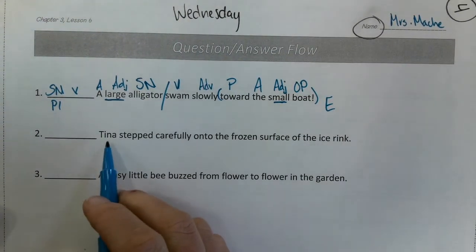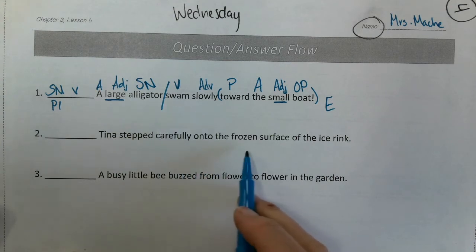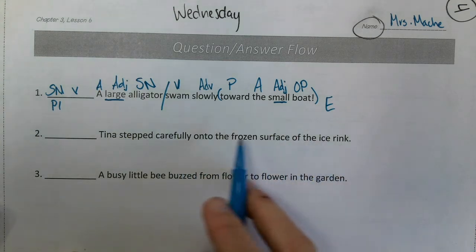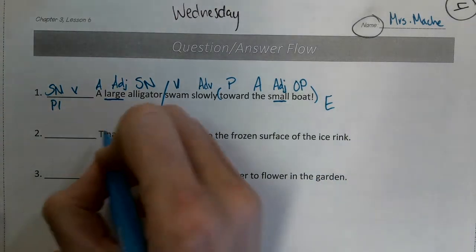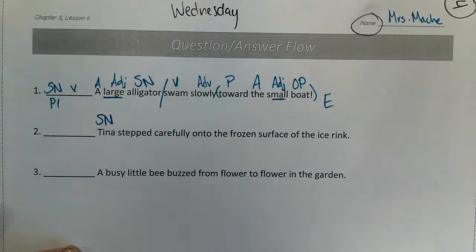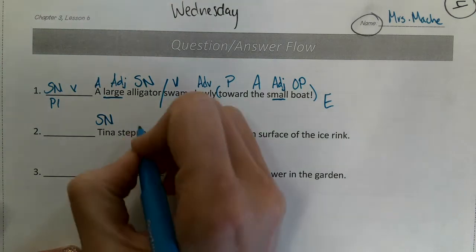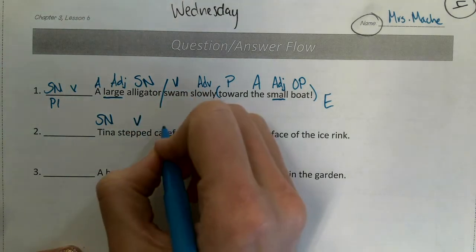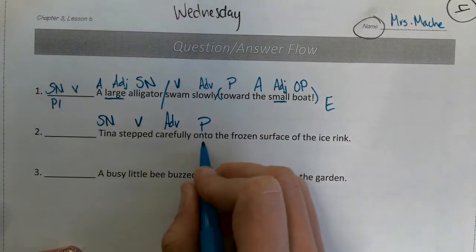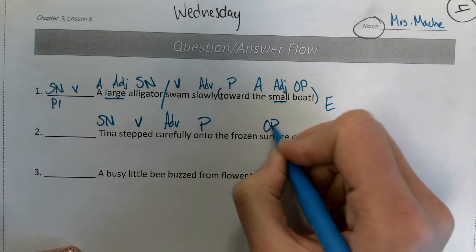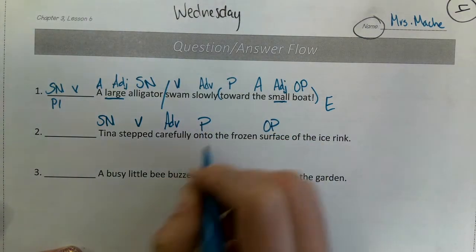Number 2, Tina stepped carefully onto the frozen surface of the ice rink. Who stepped carefully onto the frozen surface of the ice rink? Tina. Subject, noun. What is being said about Tina? Tina stepped. Verb. Stepped how? Carefully. Adverb. Onto. Preposition. Onto what? Surface. Object of the preposition.